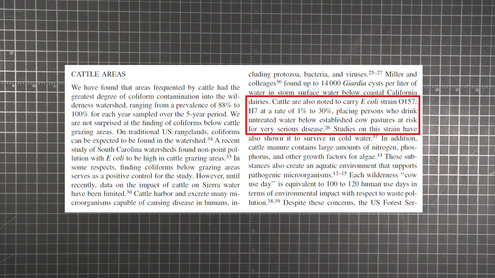Cattle are also noted to carry E. coli strain O157:H7 at a rate of 1% to 30%, placing persons who drink untreated water below established cow pastures at risk for very serious disease.